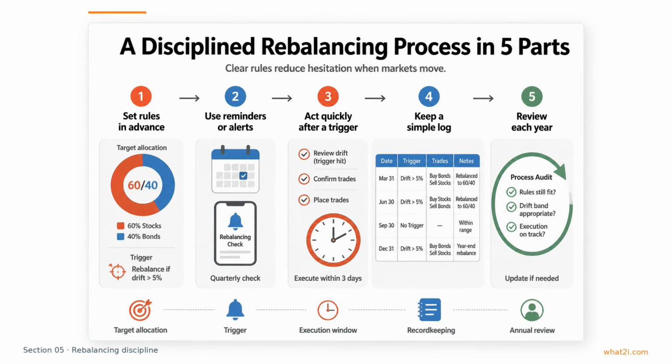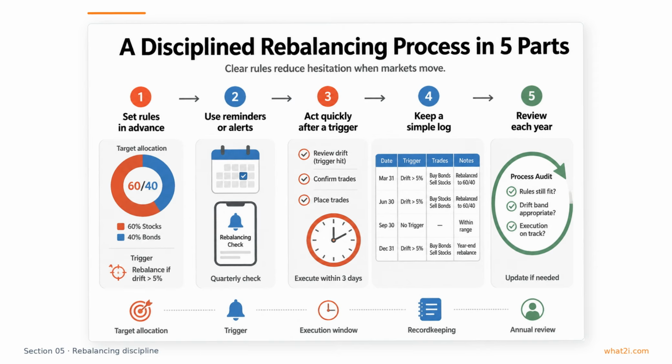A disciplined process usually has a few simple parts. First, set the rules in advance so the decision is largely made before emotions are involved. Second, use reminders, alerts, or scheduled reviews so triggers are less likely to be missed. Third, act reasonably quickly once the rule is triggered, rather than letting hesitation invite second guessing. Fourth, keep a simple log of what happened, including the date, the trigger, and the trades made. Finally, review the process each year to see whether it still fits the investor's goals, accounts, and practical constraints.